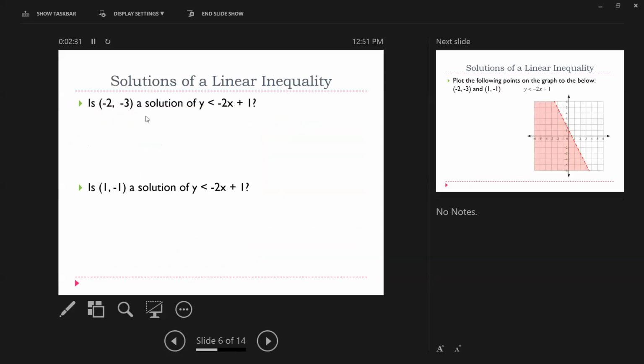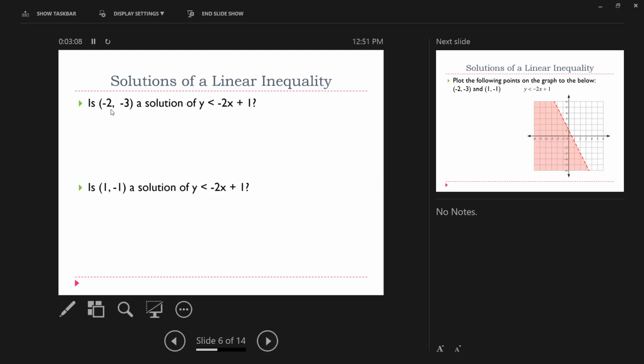Last Thursday, we talked about how finding solutions is now a little different, because now we're not talking about the points on a line necessarily. In both of these examples here, you've got an ordered pair, and it's asking, is it a solution of an inequality? When we were finding solutions with equations, we could take an ordered pair and plug them in and get an answer to that. We could do the same thing with inequalities.